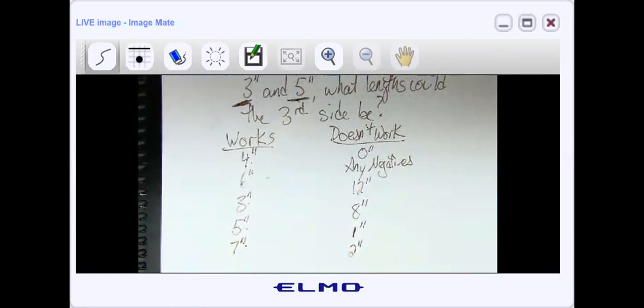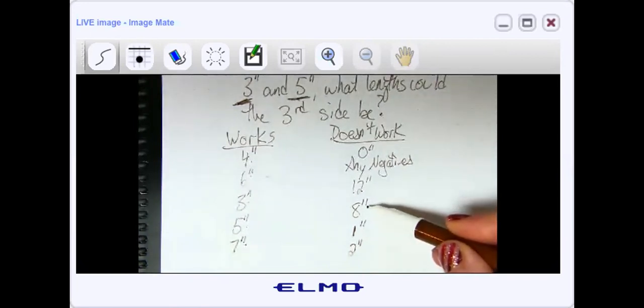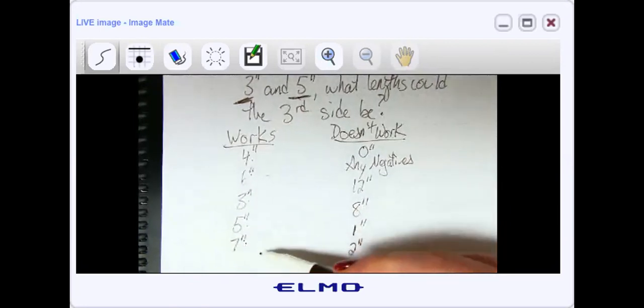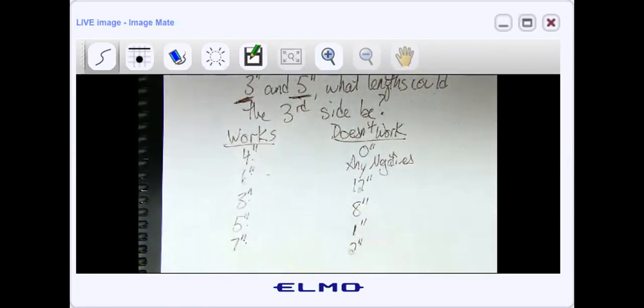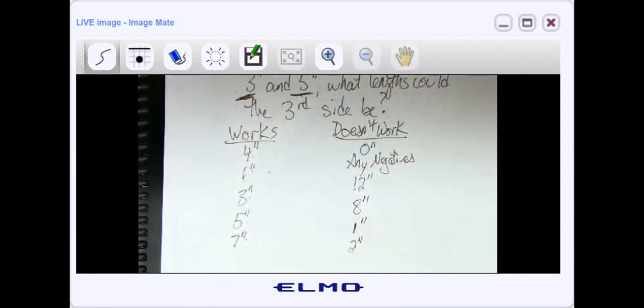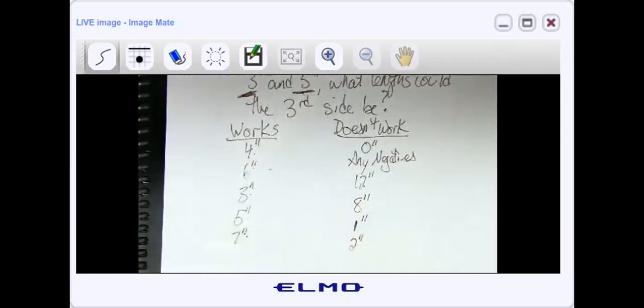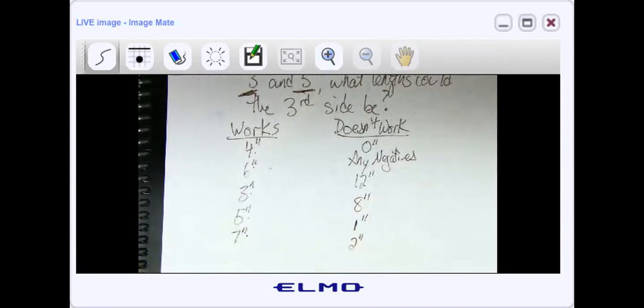So when you add 3 and 5 together, you get 8, right? And we determined that 8 doesn't work because it would make a straight line. But if I had something less than 8, like 7, then it would work. Do you think 7.5 would work? Yes. I think so too. 7.5 will probably work. In fact, give me just a minute and I think I have a piece that is that length. Or if not, maybe I can make it that way.